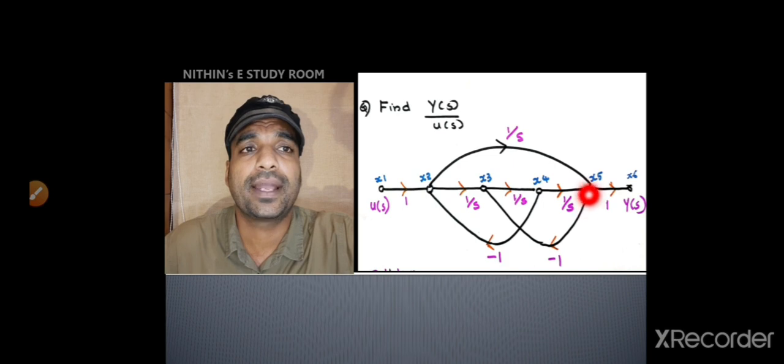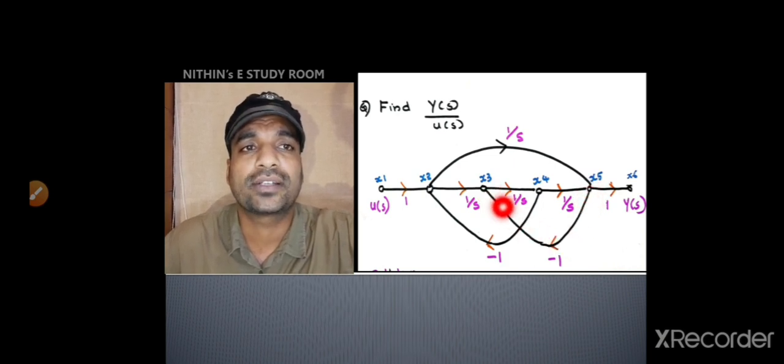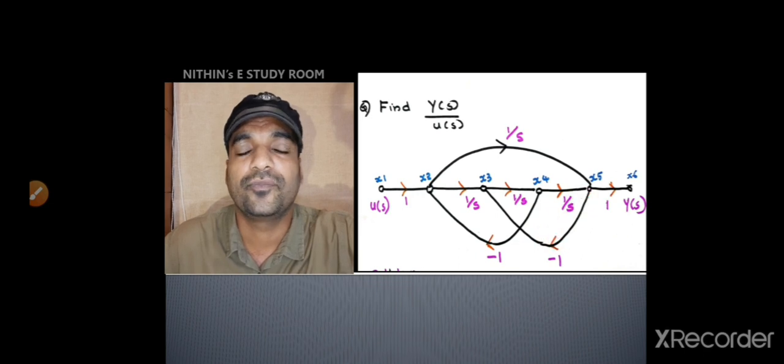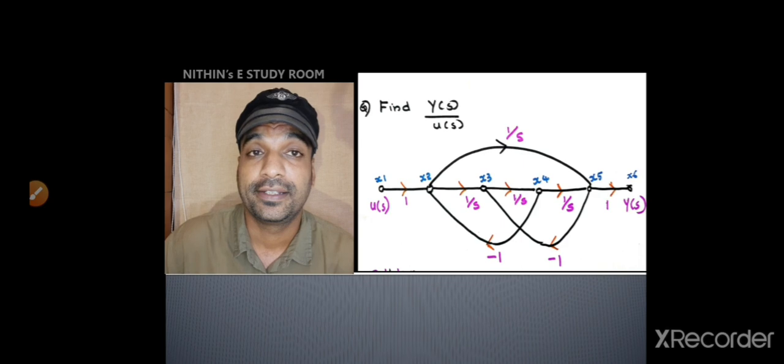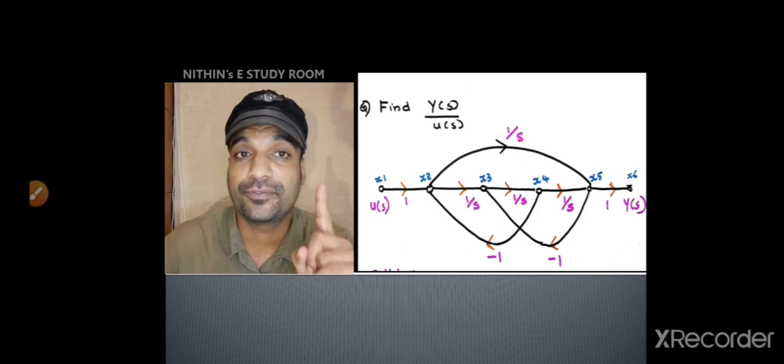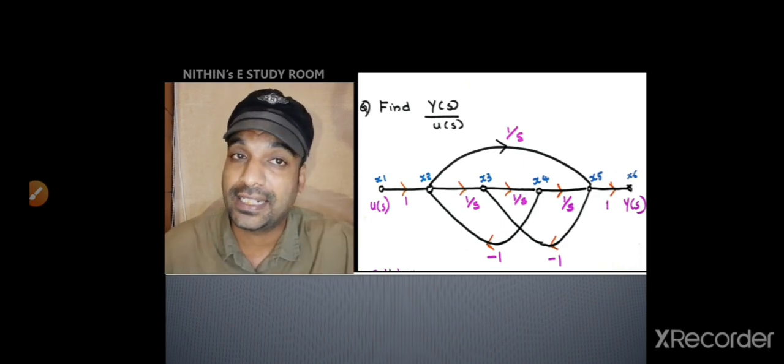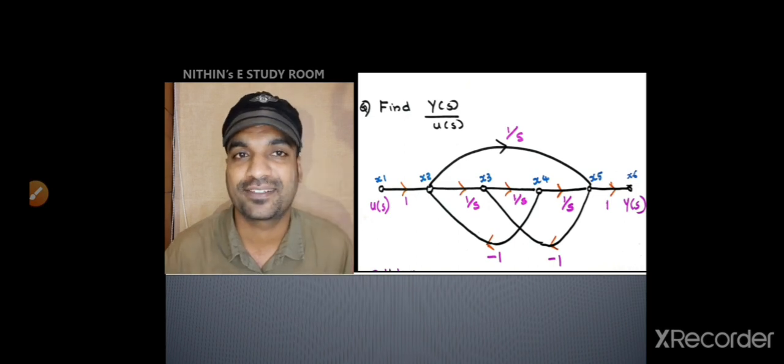And the feedback you can check from x5 to x3. It is not a function, it is simply minus 1. Why did it come minus 1? Actually, its magnitude is 1 and it is connected to the minus of that summer. That is the case. That's why it appears minus 1.